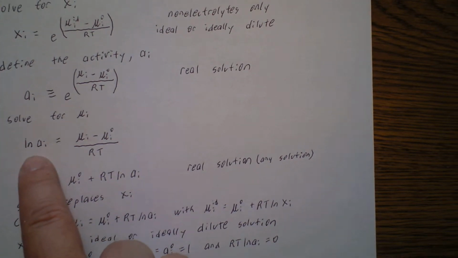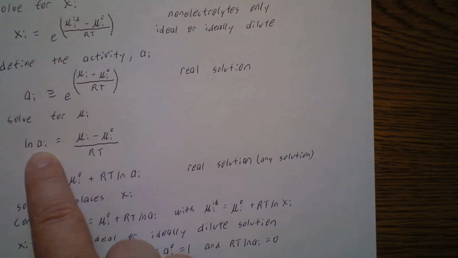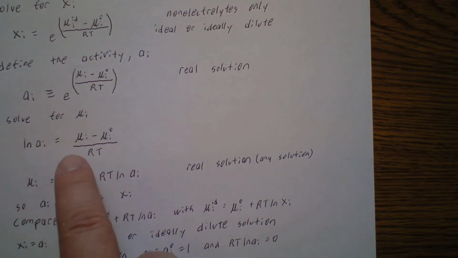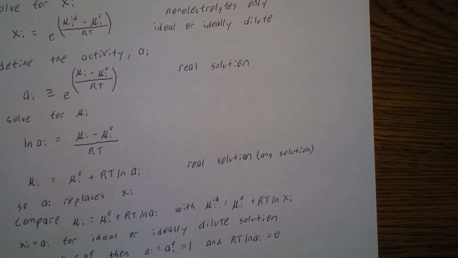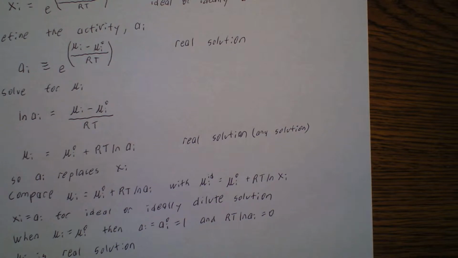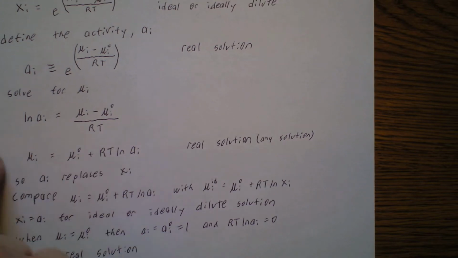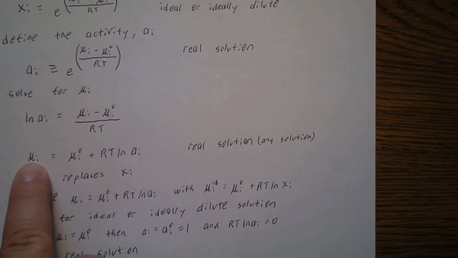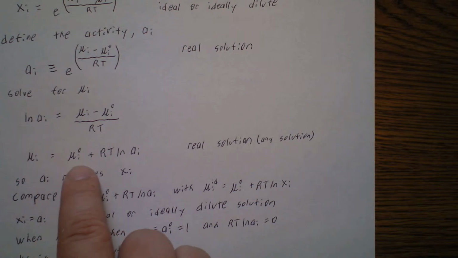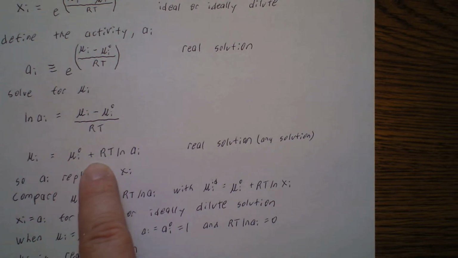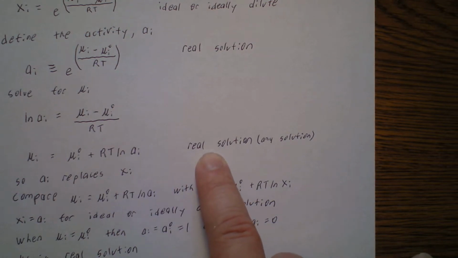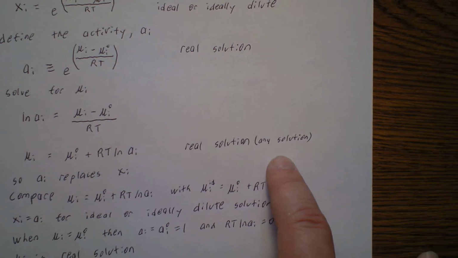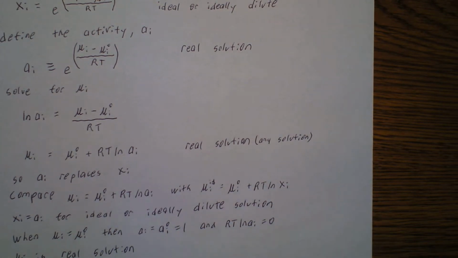So we're going to take the natural log of both sides. We get the natural log of the activity of the substance I, and that's equal to the chemical potential of the substance I minus the chemical potential of the substance I in the standard state, divided by RT. And then, let's see, we just do some algebra to move things around, and we end up with the chemical potential of the substance I is equal to the chemical potential I in the standard state plus RT times the natural log of the activity of the substance I. And this is actually for a real solution, or any solution. It'll still work with ideal and ideally dilute solutions.